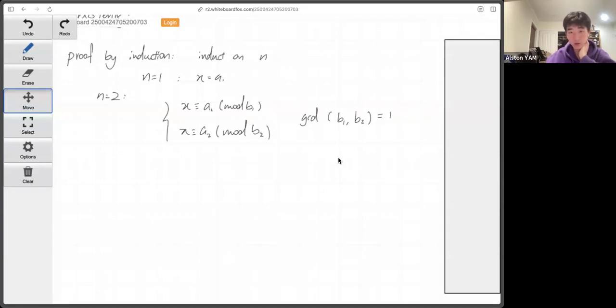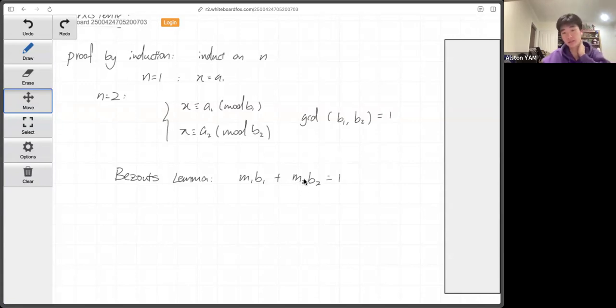Okay. So what I'll do is I will quote a theorem which is called Bezout's lemma. And I've actually talked about this before, I believe. So Bezout's lemma just says we have numbers m1 and m2 such that m1 times b1 plus m2 times b2 is equal to 1. So m1 and m2 can be any integer. So they can be negative integers or positive integers. But there must exist m1 and m2 such that this thing is satisfied.